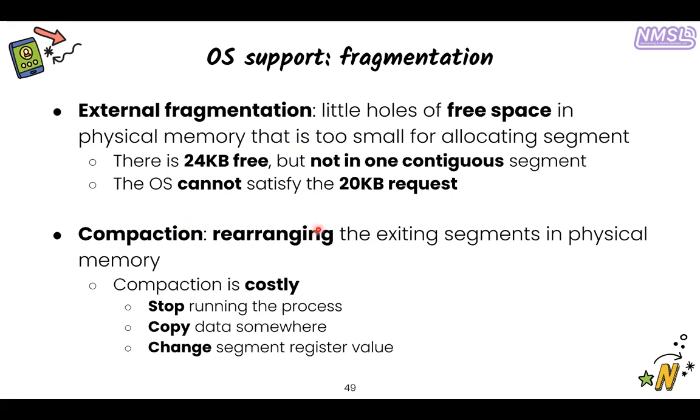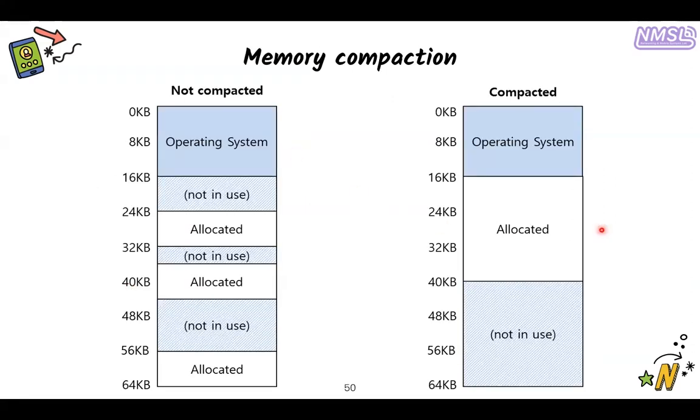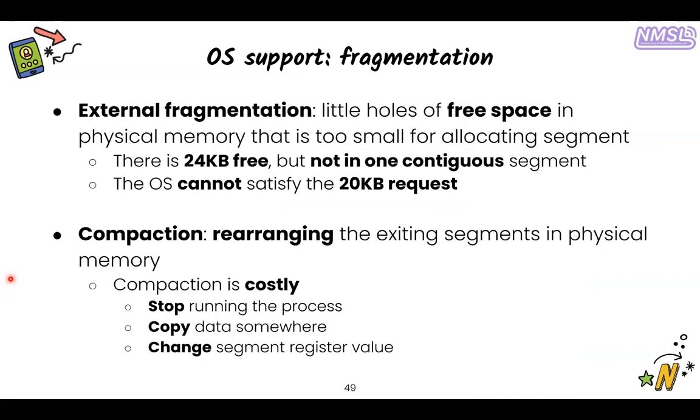Compaction means rearranging the existing segments in physical memory, something like this. It looks pretty, but from a system perspective, this is very expensive. First of all, you have to stop running that process. You have to copy that somewhere. You have to change segment register values and all that, which is a little too much, to be honest. So the bottom line is there's no perfect solution.